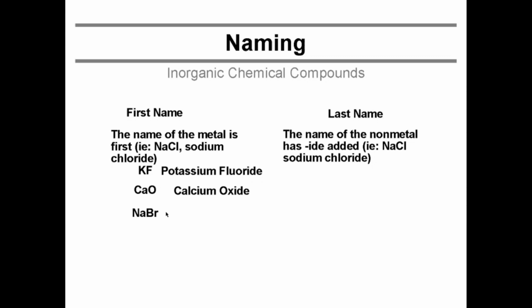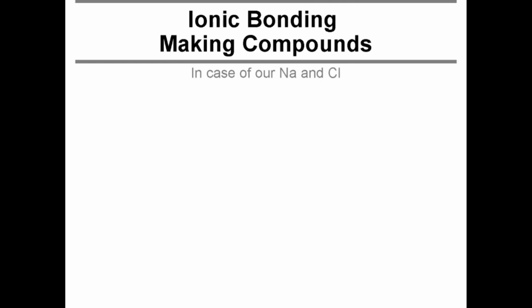NaBr, sodium and bromine. How would I write this one? Well, sodium is the first name, last name is bromine, not bromine. We need to change this to an IDE, bromide. So that would be sodium bromide. AlN, that's going to be a mouthful. Aluminum and nitrogen. Aluminum nitride. There you go. So naming, very simple process, putting things together.